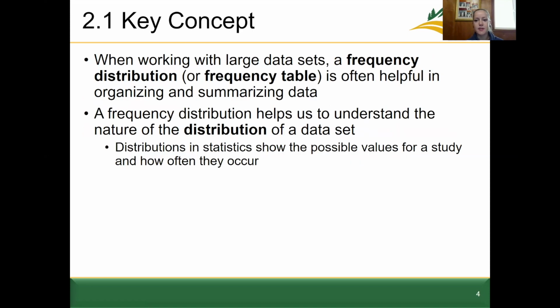Okay, a key concept for 2.1. When working with large data sets, a frequency distribution or a frequency table is often helpful in organizing and summarizing data. And you'll see what these look like on the next slide. So frequency distributions help us understand the nature of the distribution of a data set. And in statistics, we think about a distribution as the possible values for a study and how often they occur.